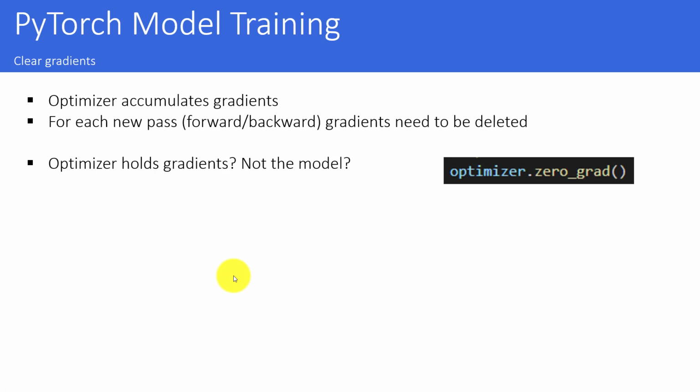And now we want to talk about all these little details in here. So the first one is optimizer.zero_grad. This one is clearing the gradients. And for this you have to know that the optimizer is accumulating the gradients, and for every new pass, every new forward pass or backward pass, the gradients need to be deleted. But then the question is still, why is actually the optimizer holding the gradients and not the model itself? So let's talk about that later.